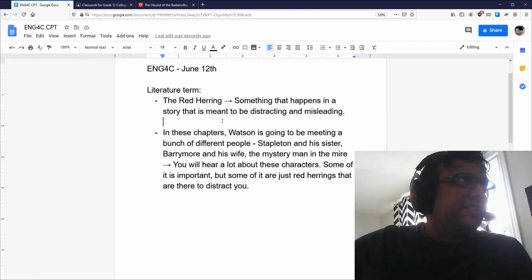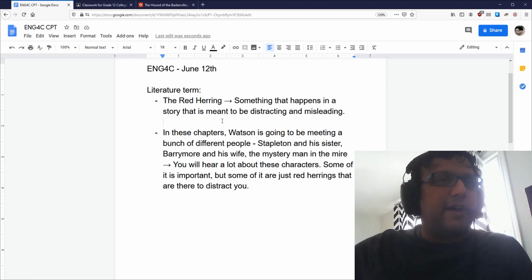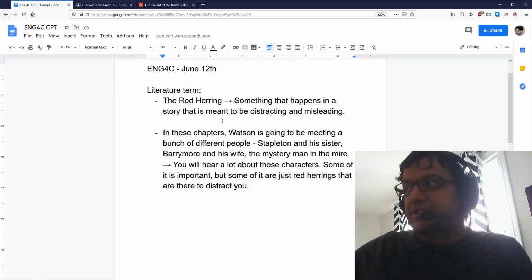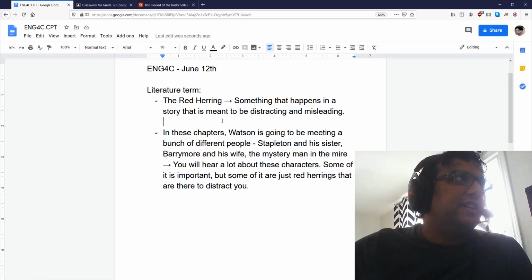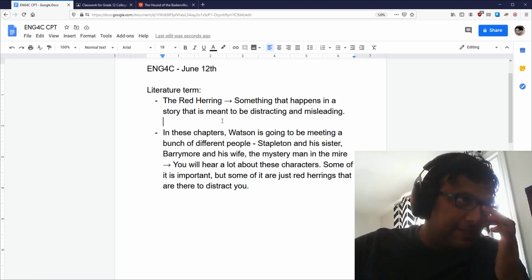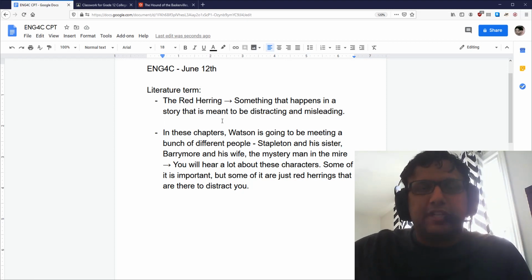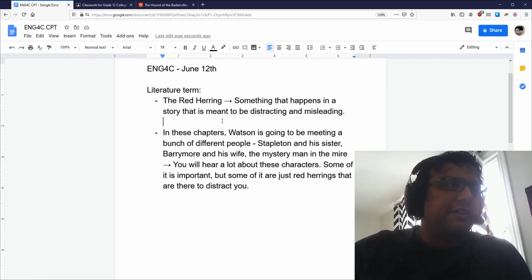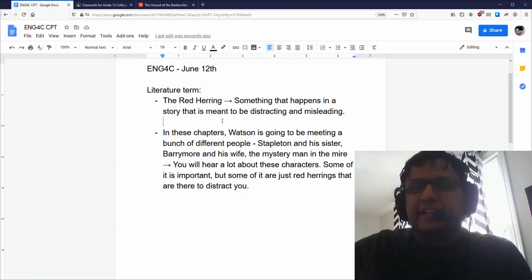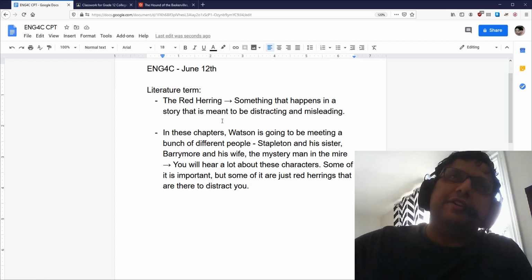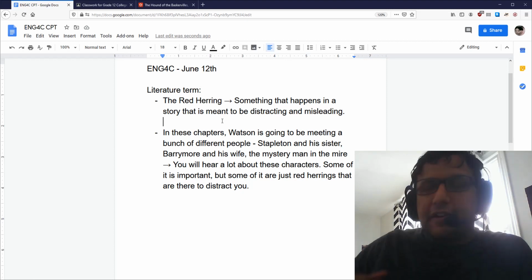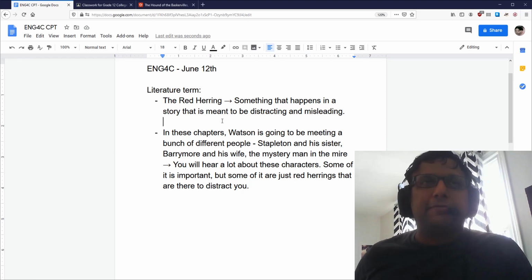So, in these chapters where Watson is by himself in the Baskerville house, or mansion, I should say, there are going to be all sorts of details about a lot of different people, right? There's Stapleton and his sister, right? There's Barrymore and his wife. There's a mysterious man who's out in the mire, right? There's a lot of information you're going to get about the characters, and you'll hear about them.